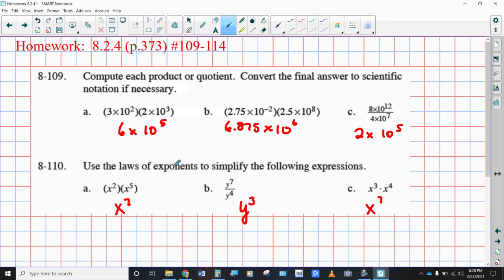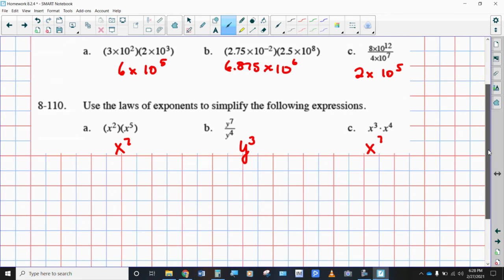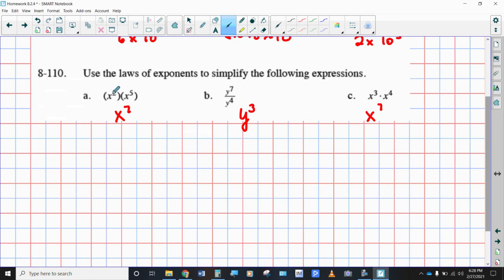All right, now use the laws of exponents to simplify the following expressions. Well, product of powers, keep your base, add your exponents, x to the seventh. Quotient of powers, keep your base, subtract your exponents, 7 minus 4 is 3. What is this? Same thing as that? I guess x to the third times x to the fourth, 3 plus 4 is 7. Same answer, different powers, but they ultimately end up showing you the same thing.